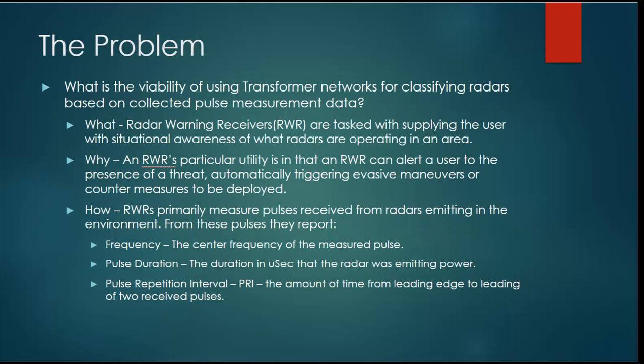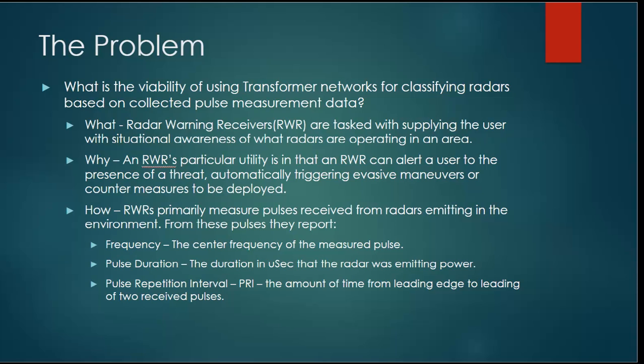So the problem, to set the stage: I was really interested in looking at the measurements that a typical radar warning receiver would receive over the course of one sampling of a radar in the wild, and then trying to build a classifier out of that, and seeing what the viability of using transformer networks is for performing that task.